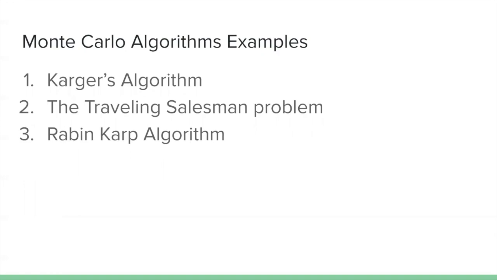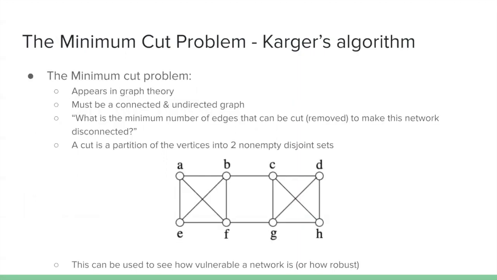I will be talking about three specific examples. There's Karger's minimum cut algorithm, the traveling salesman problem, and the Rabin-Karp string search algorithm. So to understand Karger's algorithm, we must discuss the minimum cut problem.